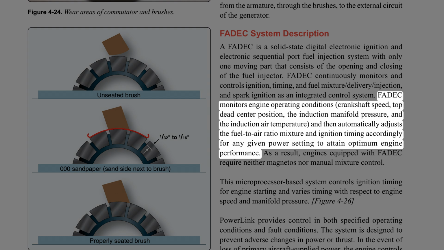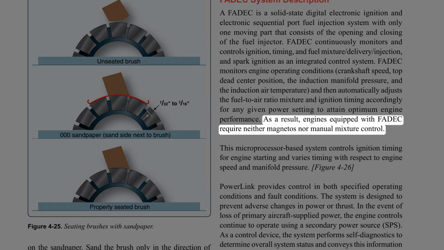FADEC monitors engine operating conditions, crankshaft speed, top dead center position, the induction manifold pressure, and the induction air temperature, and then automatically adjusts the fuel-to-air ratio mixture and ignition timing accordingly for any given power setting to attain optimum engine performance. As a result, engines equipped with FADEC require neither magnetos nor manual mixture control.